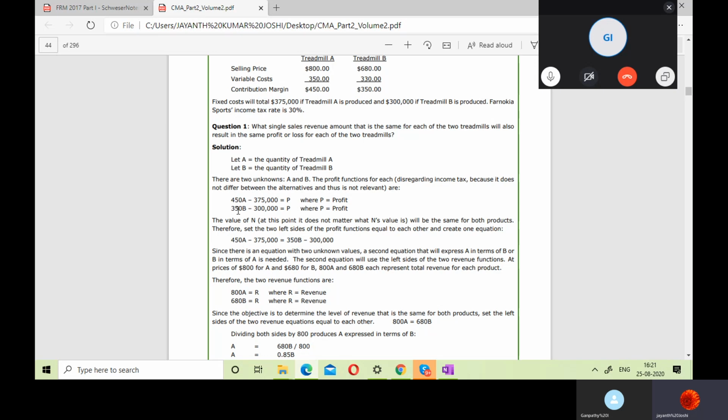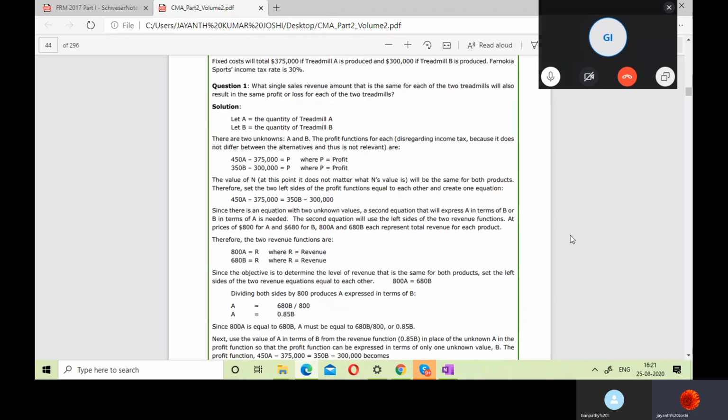And in the second case, 350 into B minus the fixed cost is equal to profit. So these two equations are equal. Why? Because the profits are the same, so we'll equate both of them. Since there is an equation with two unknown values, a second equation that will express A in terms of B or B in terms of A is needed. How will you do that?